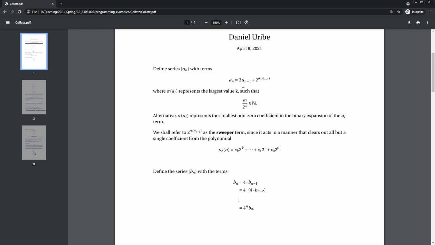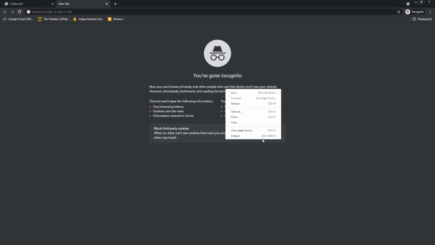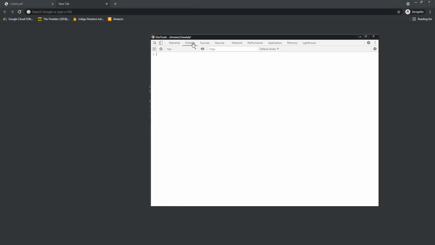So this is very similar to what we do with bit shifting, and I want to make it clear what's going on with that. So let's jump over to our console.